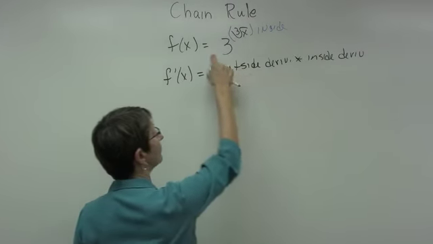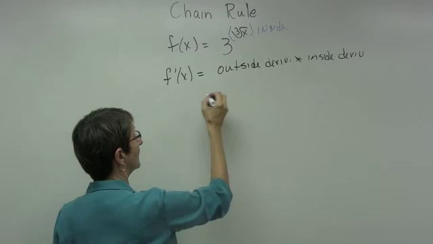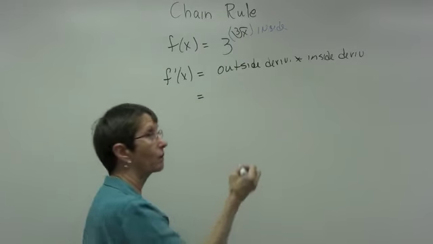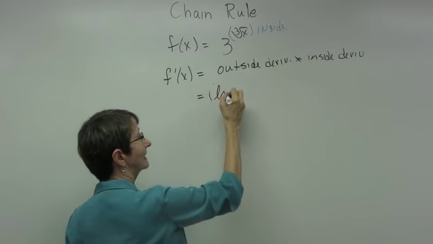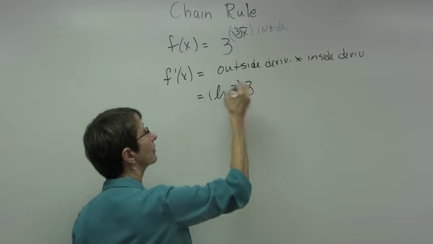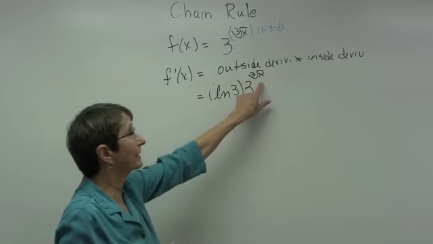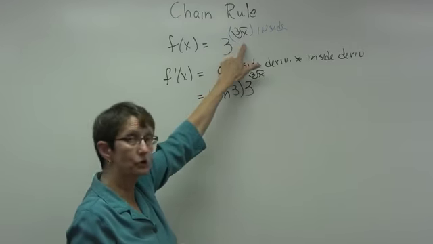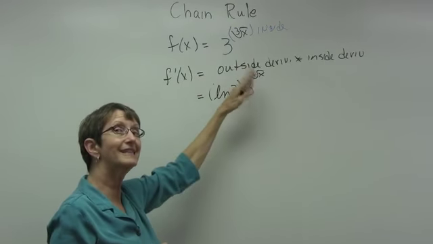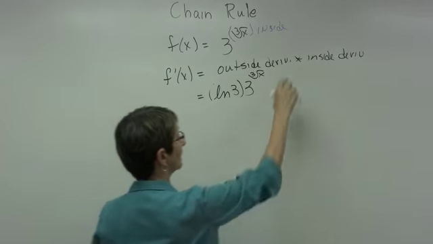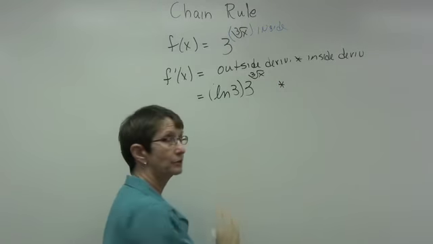The outside derivative for 3 to a power is basically 3 to a power, but because it's not e, it's ln of 3 and then 3 to the power. The power here does not change. Whatever power you start with is what you end with, because this is the exponential rule. Then I multiply by the inside derivative.